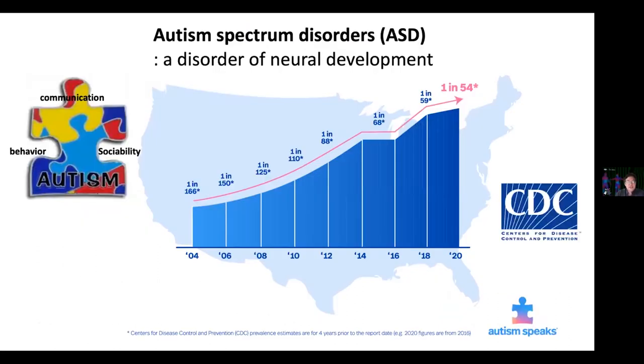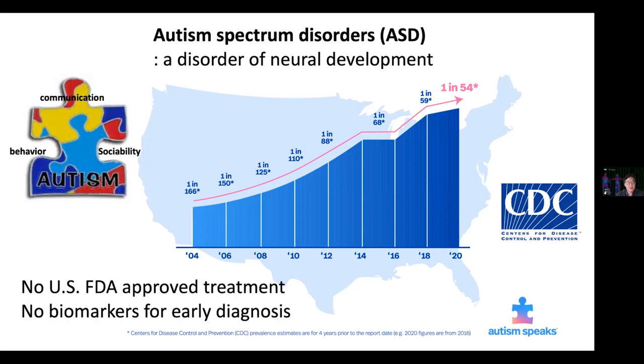Autism spectrum disorders are disorders of neurodevelopment. Surprisingly, the rate of diagnosis has increased significantly in the last few decades, up to 1 out of 54 children. They suffer from problems with communication, behavior, and sociability, but surprisingly, there is no approved treatment and also no biomarkers for early diagnosis.